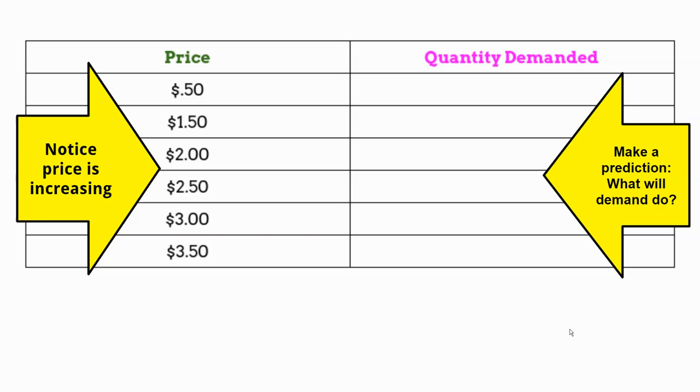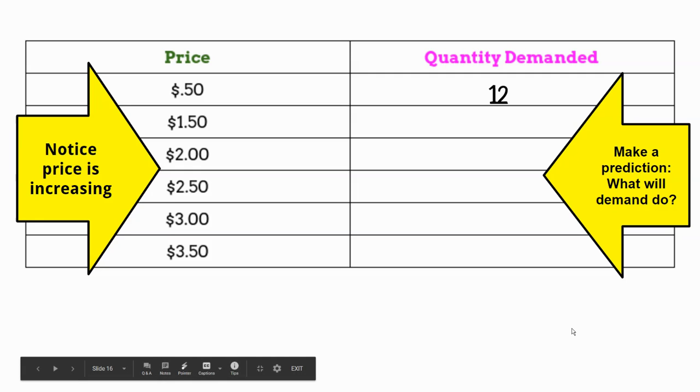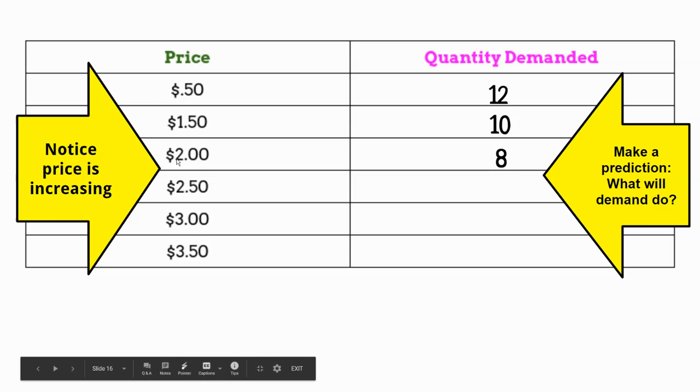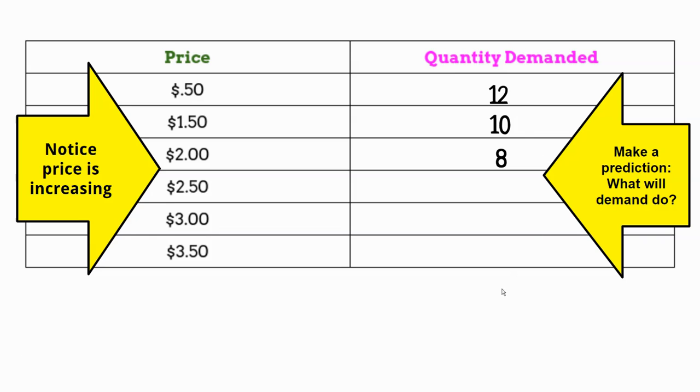So at 50 cents, there are 12 of whatever it is that we're talking about. So let's just call them widgets. They are going to be 12 demanded at 50 cents. And $1.50, we have 10, $2 at 8. So if you'll notice, price is increasing, but quantity demanded is decreasing as the price goes up.